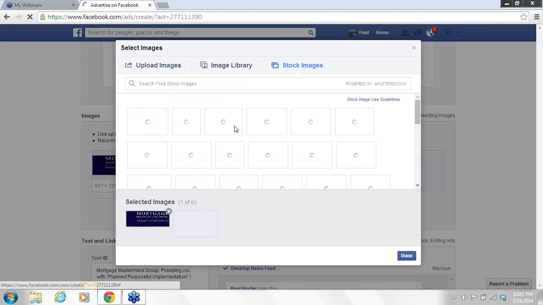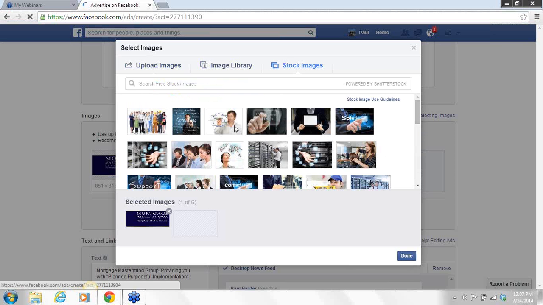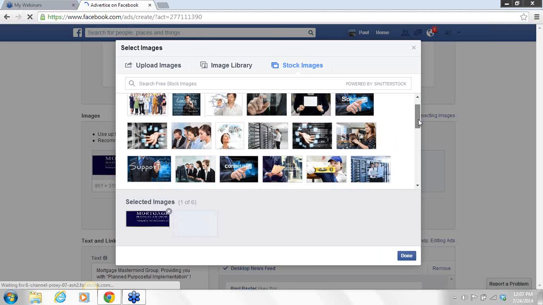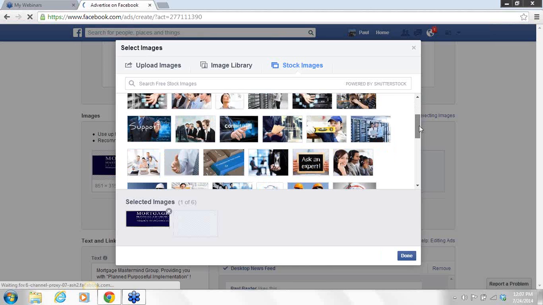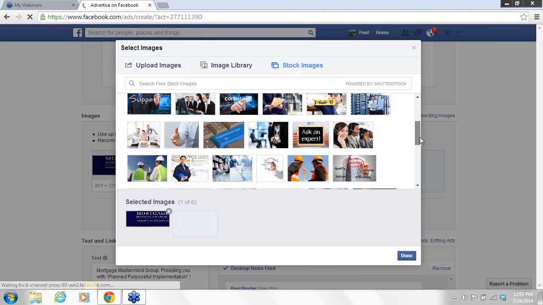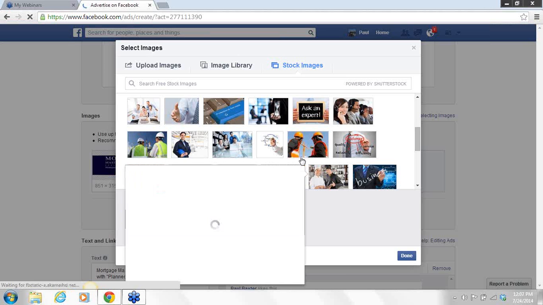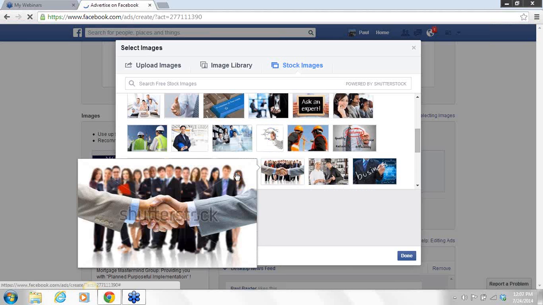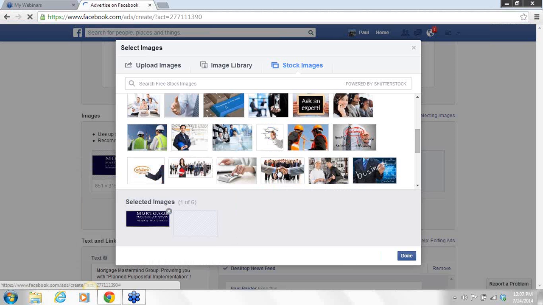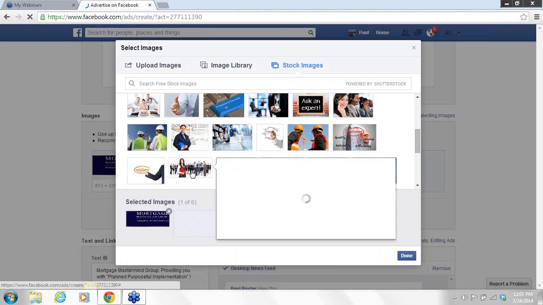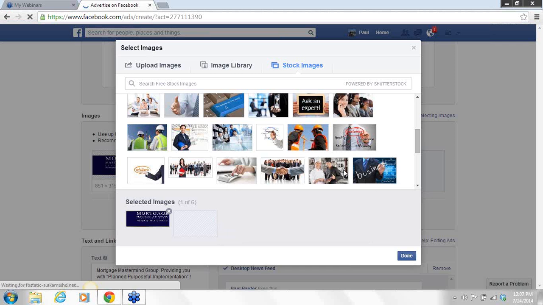I've never really spent much time looking at what their stock images are. They've got some good stuff, don't get me wrong. It's some pretty decent images, Ask an Expert. Now that I'm seeing this, I may use some of these sometimes, especially this one where they've got the hands shaking in front of a group of people. Those are good ones. Here's a lady in front of her target audience. So I'll start using some of those, but you've got options as far as that is concerned.